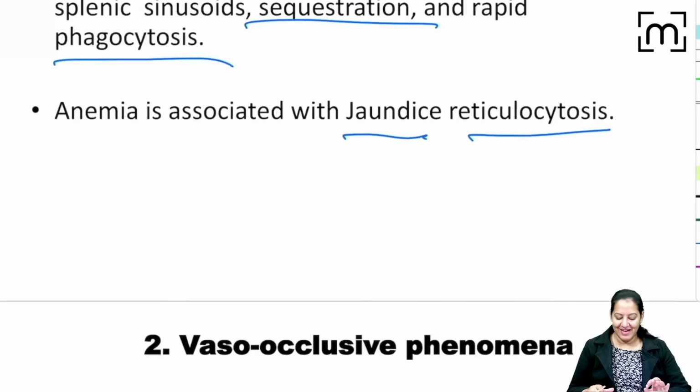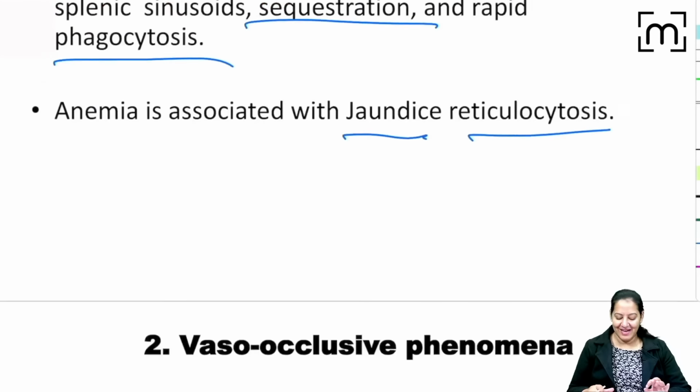If it is a normal person, let me show you. In the normal person, you will find only one band, that is hemoglobin A. This band is of hemoglobin A. But a person with sickle cell trait has 60% of the hemoglobin as hemoglobin A and only 40% of the hemoglobin is hemoglobin S. So you will find two bands in sickle cell trait.